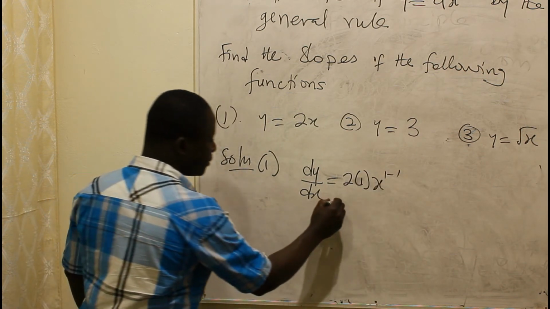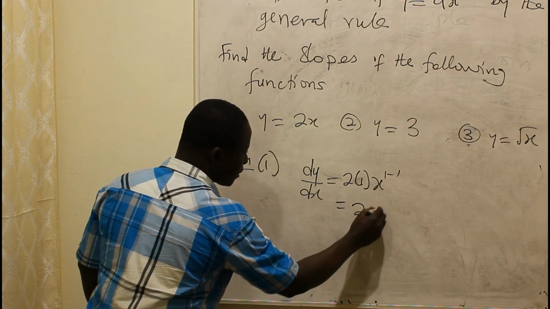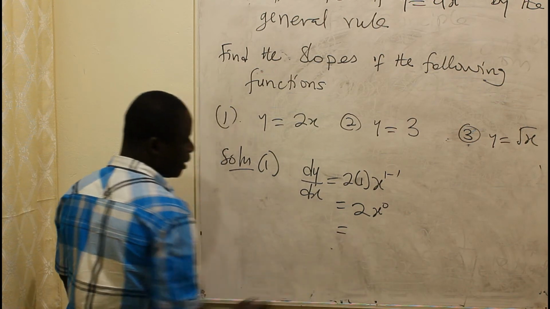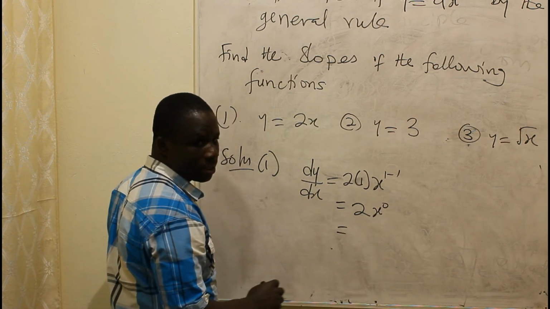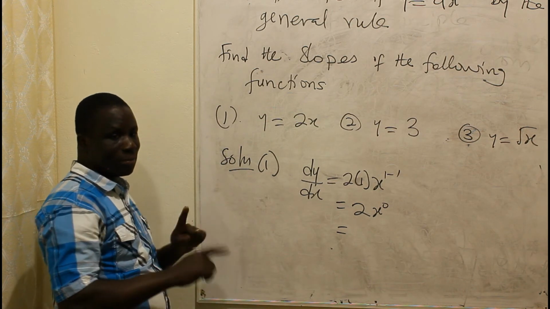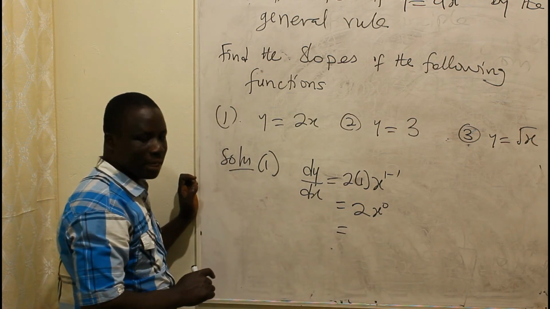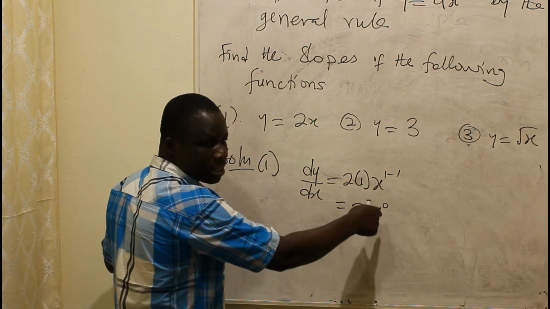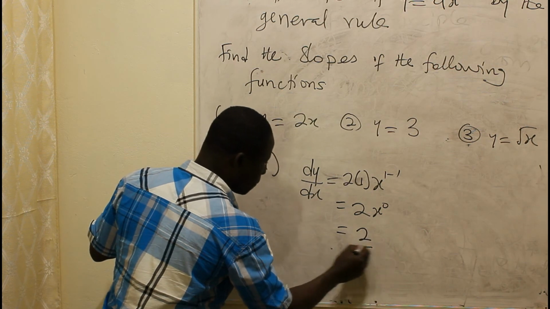And the result is now 2x power 0. And x power 0 is 1, and we don't write 2 times 1 because they are multiplying. If you don't take care, you write 2 times 1 as the answer. That 2 is a coefficient, which is a multiplier. It is multiplying 1. So the answer is 2.